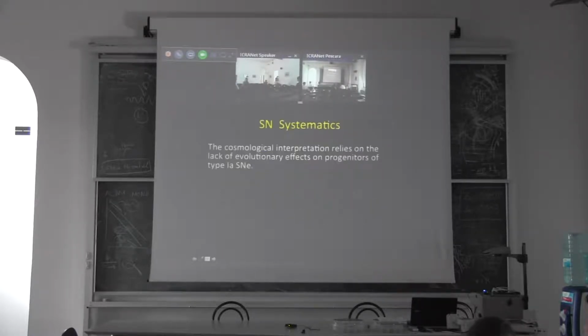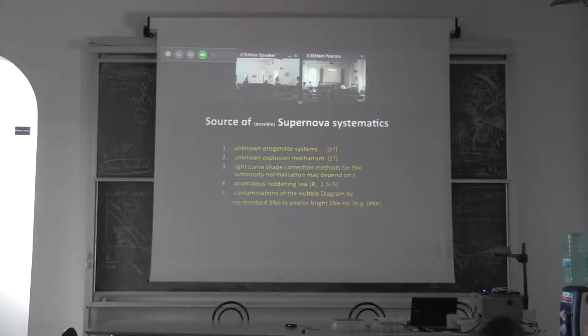Of course, it would have been better to see you in person. These are a source of possible supernova systematics. Currently, we don't know the nature of the progenitor systems. Basically, I had the chance to talk several times in front of you. I was showing that the progenitors of Type Ia supernovae can be formed by the coalescence of two white dwarfs.